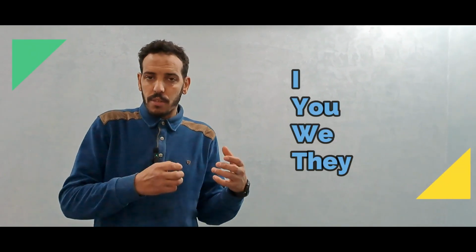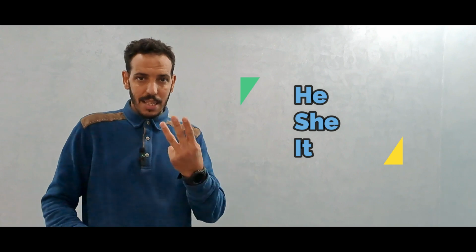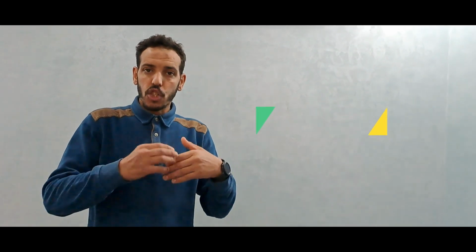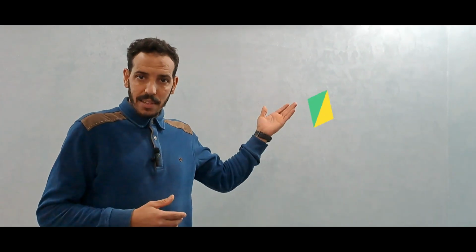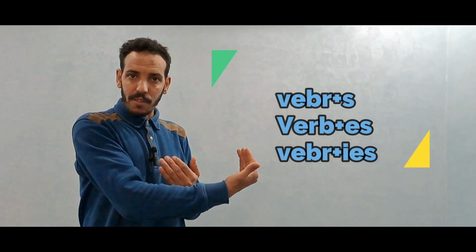I really change the verb only, I repeat, only when we have he, she, and it. These three subjects change the verb, okay? So you need to change the verb. You need to put an S or ES or IES at the end of the verb.